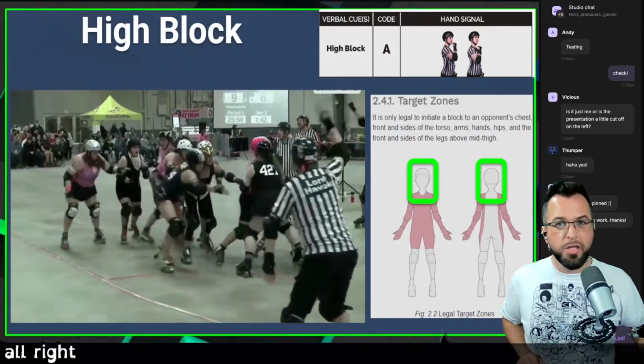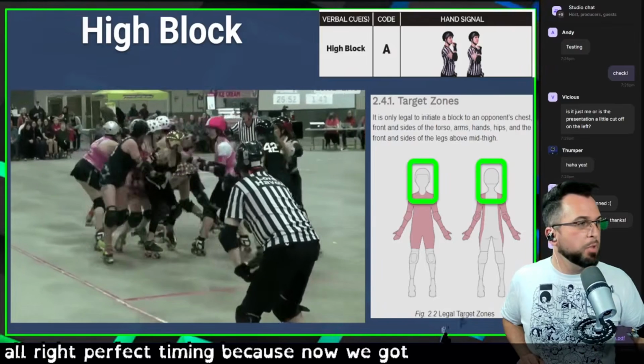These are the sorts of things that it's important for a crew to go over. All right, perfect timing, because now we've got space for high block questions. What you got, Andy? So going back to that first clip where it's very much a shoulder/forearm straight to the head, would that one constitute an expulsion? Because it looks violent and very intentional in aim.